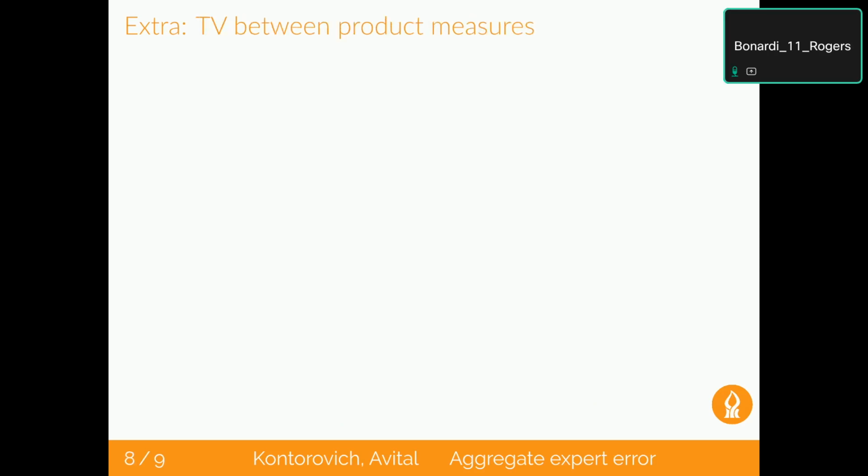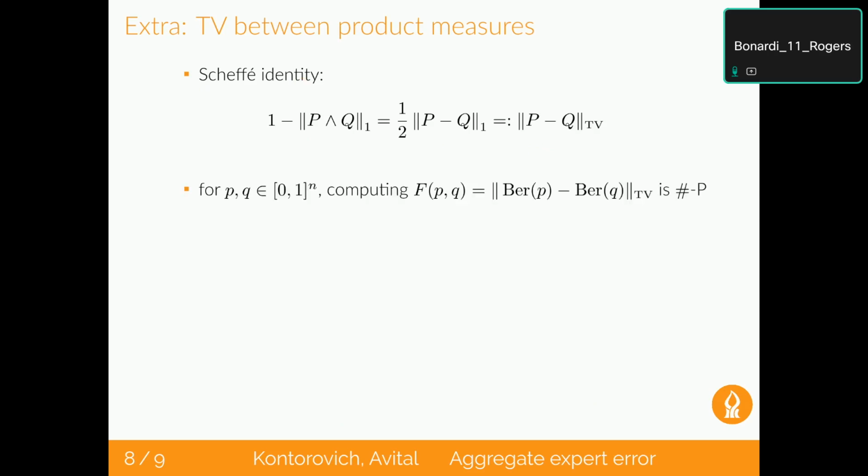And let me finish on a result that's not included in this paper, but it was inspired by it. It's a natural follow-up, and I think it's a very interesting line of work. There's this thing called the Scheffé identity, which connects this pointwise minimum to the total variation norm between two distributions, which is just half the L1 norm.